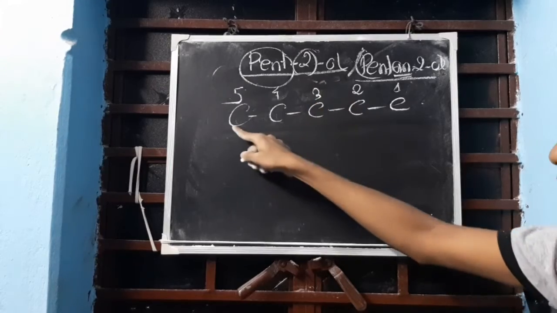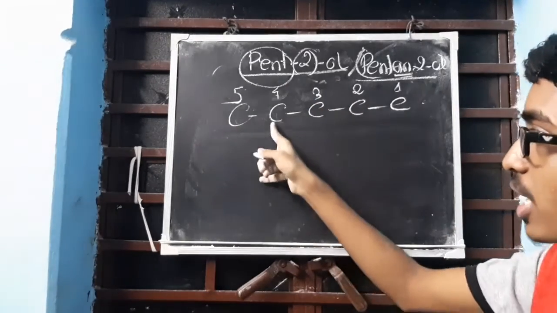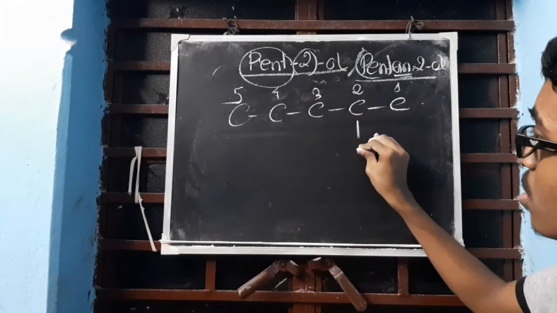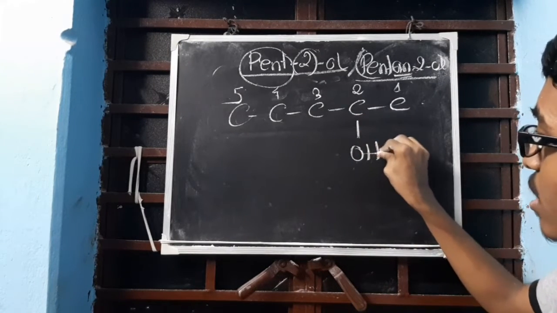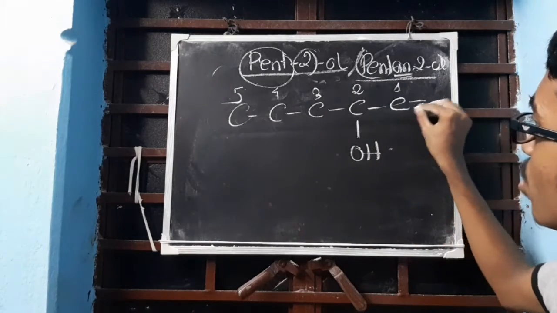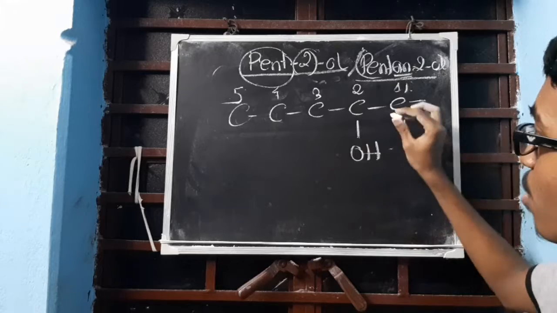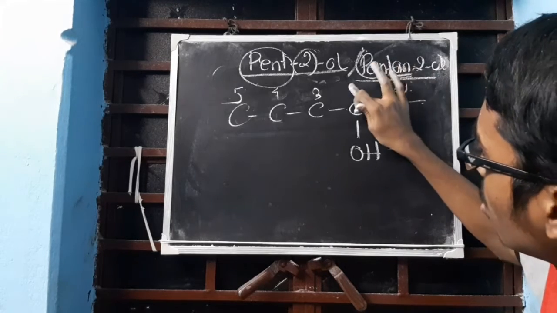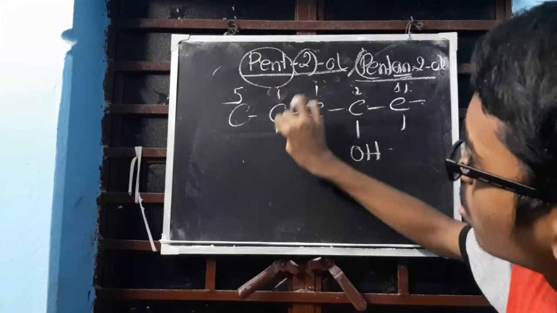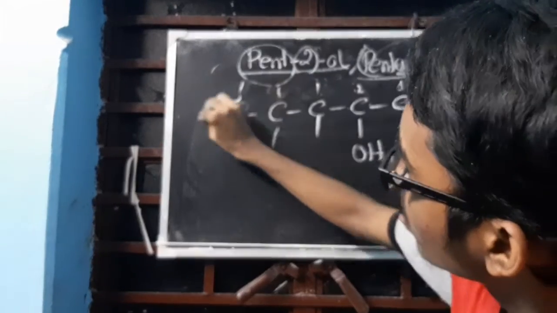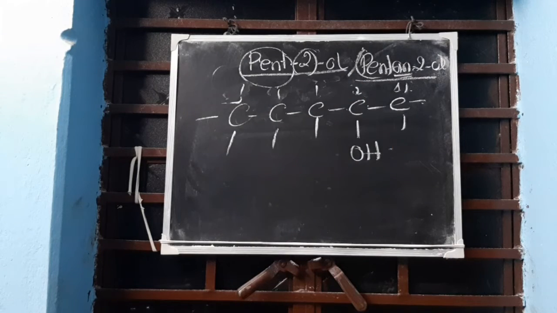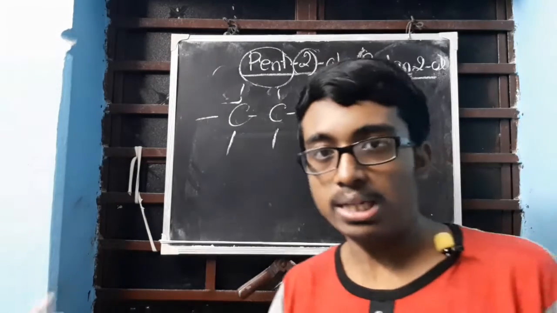Where is the second carbon? If you label from this side, the second carbon will fall over here. I have labeled from this side, so the second carbon falls here. So here I will write OH. Understood? Now the remaining I will satisfy with hydrogens, balancing the valency. So here 1, 2, 3, here 1, 2, 3, 4, and here 1, 2, 3. So this is what? Pentanol. Pentan-2-ol.